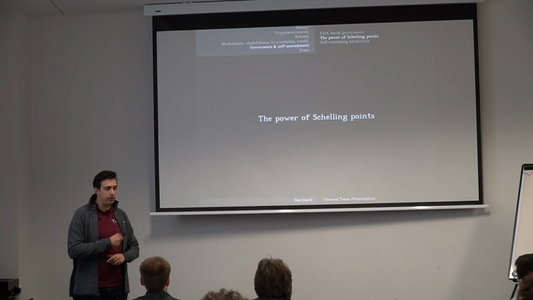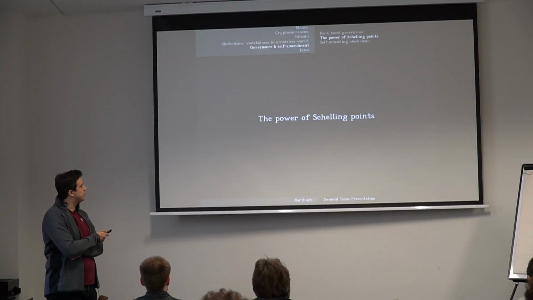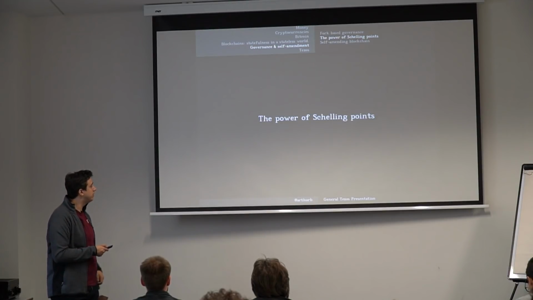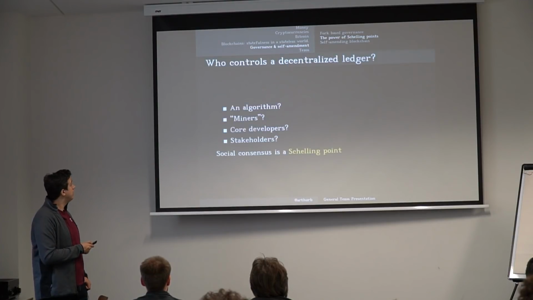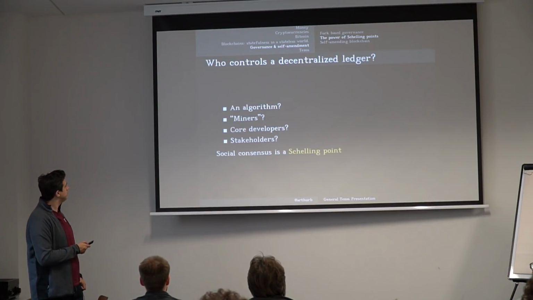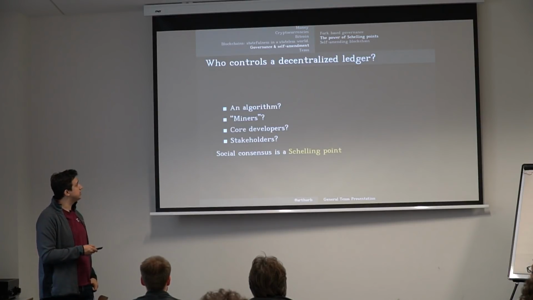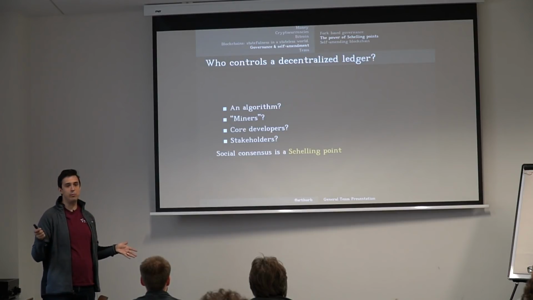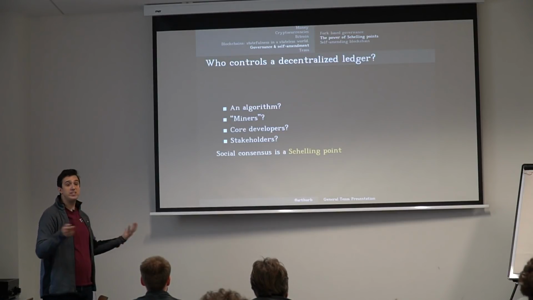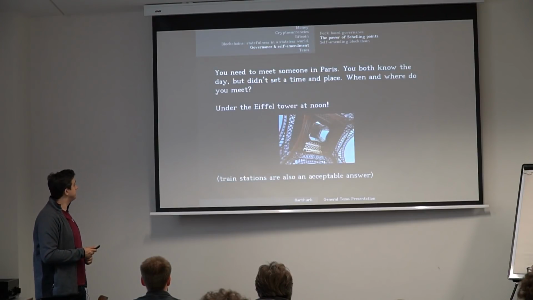Again, on the branch that wins, one way of describing it is that it becomes a Schelling point. It's a concept from Thomas Schelling, sometimes also called a focal point. The general idea is that it's not the algorithm that controls the decentralized ledger, it's not the miners, it's not necessarily the developers or stakeholders, it's a social consensus. It's basically what everyone agrees is the ledger.